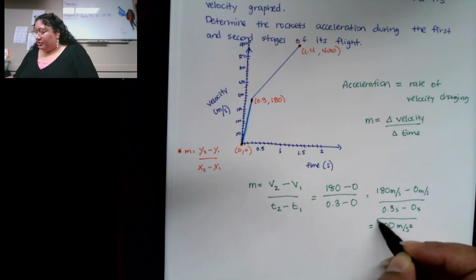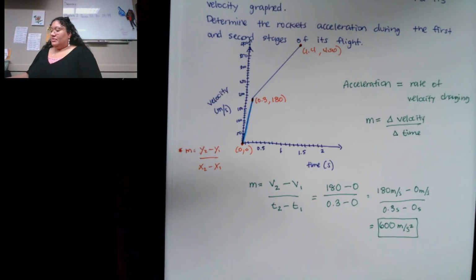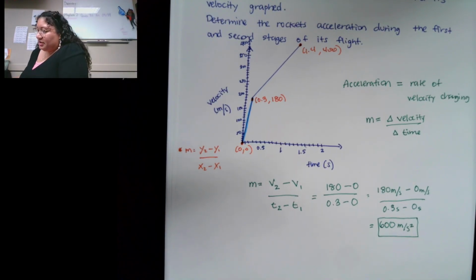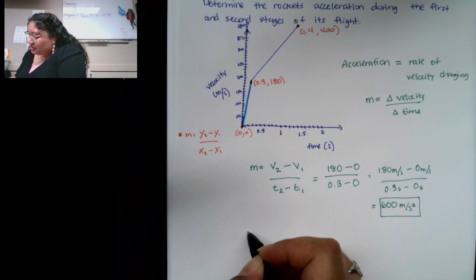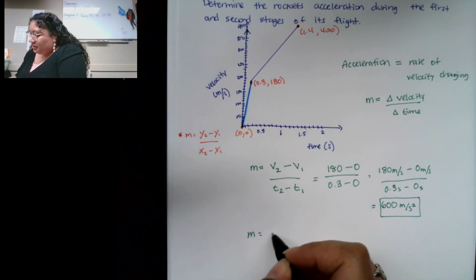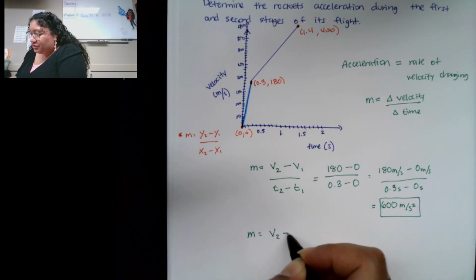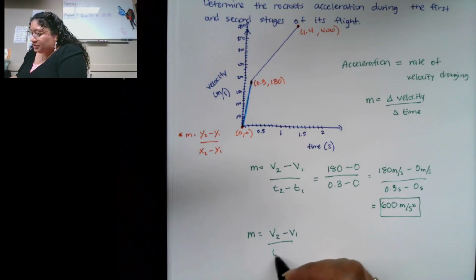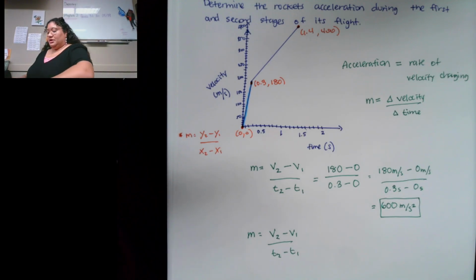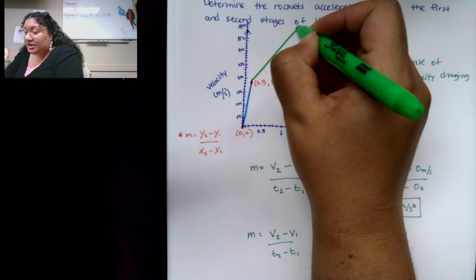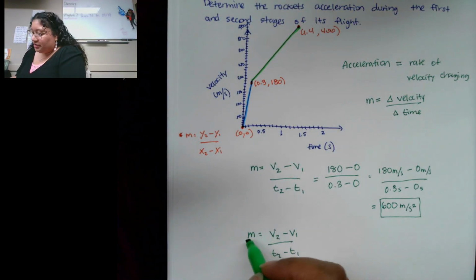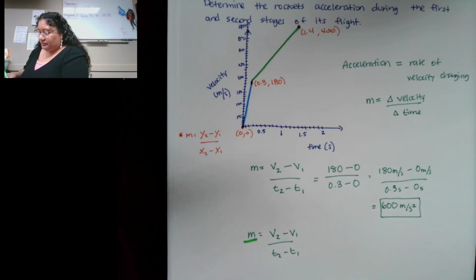That is the acceleration of the first one. Now, I gotta do the second one. I'm gonna use the same exact method. I'm not changing anything. So, I'm gonna write the equation again, v2 minus v1 over t2 minus t1. This time around, I want to do the slope of the green portion. Okay?